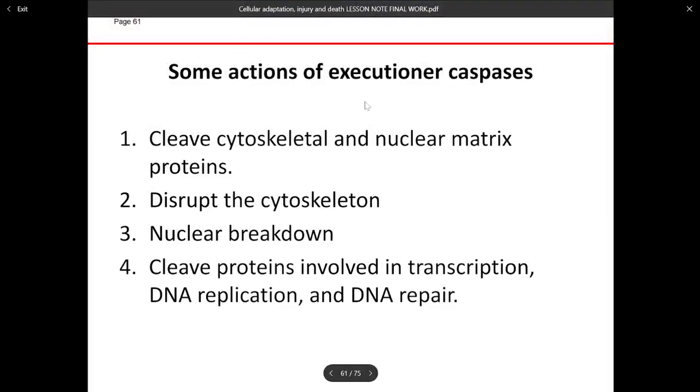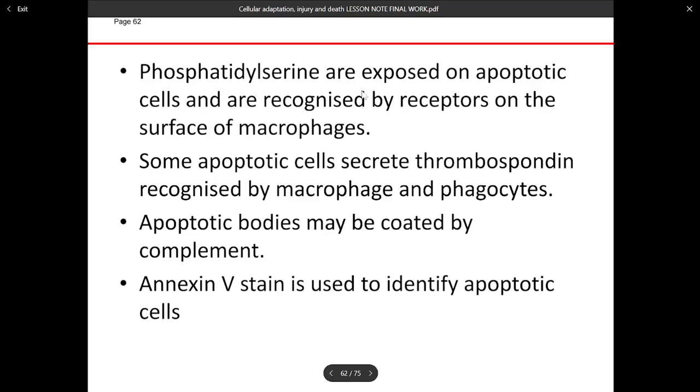Some actions of executioner caspases include, number one, they cleave cytoskeletal and nuclear matrix proteins. They disrupt the cytoskeleton of a cell. They cause nuclear breakdown. They cleave proteins involved in transcription, DNA replication, and DNA repair. Phosphatidylserine is exposed on the apoptotic cells and is recognized by receptors on the surface of macrophages. Some apoptotic cells secrete thrombospondin, recognized by macrophages and phagocytes. Apoptotic bodies may be coated by complement proteins.